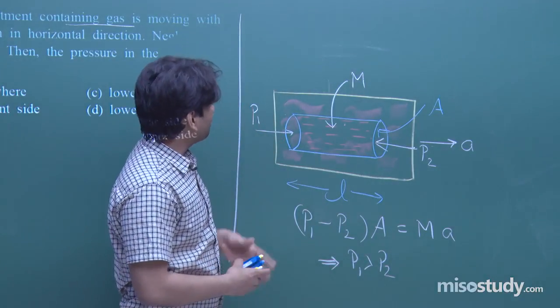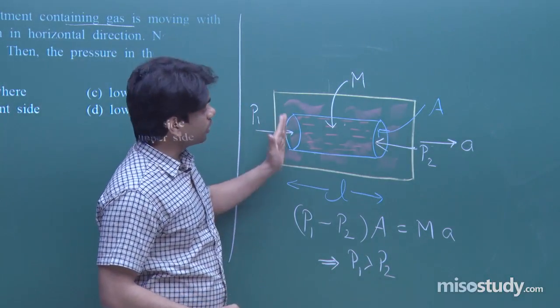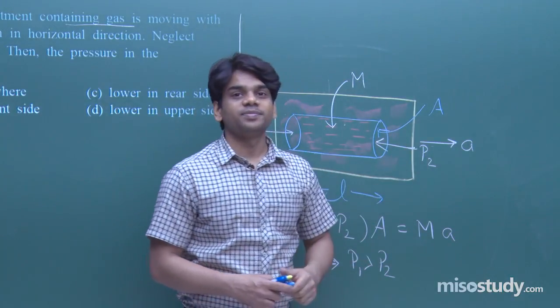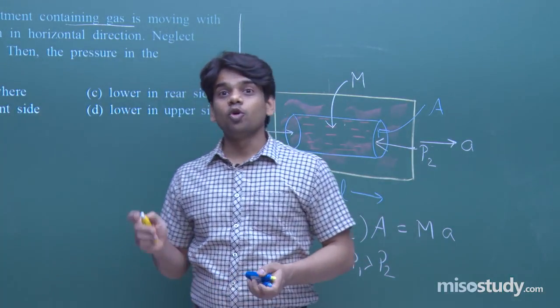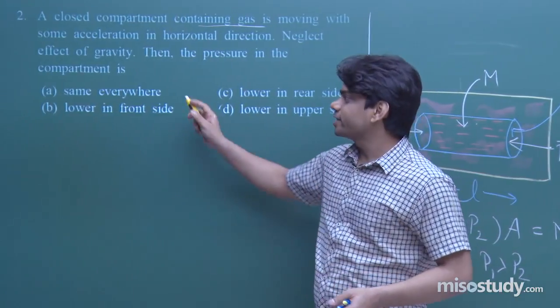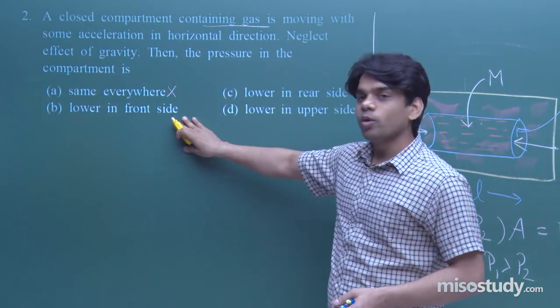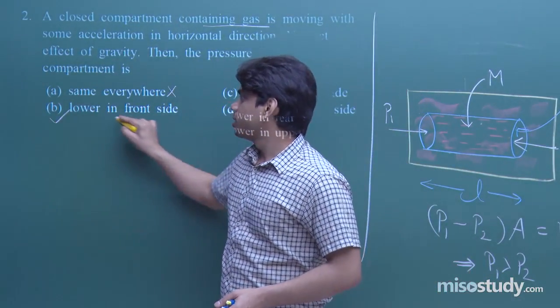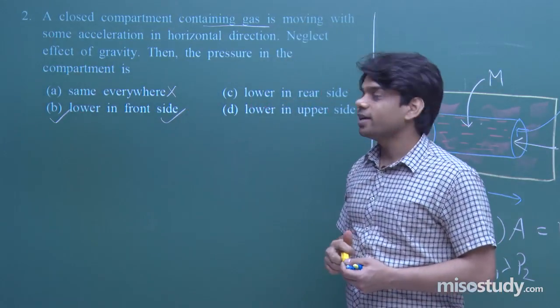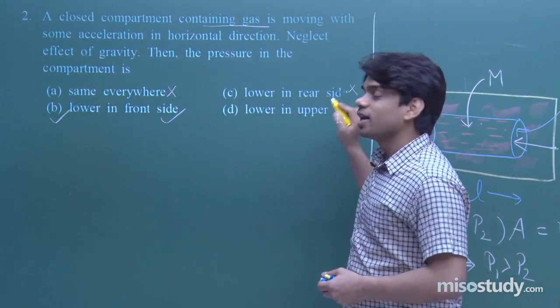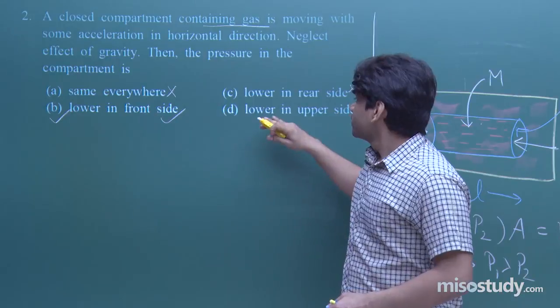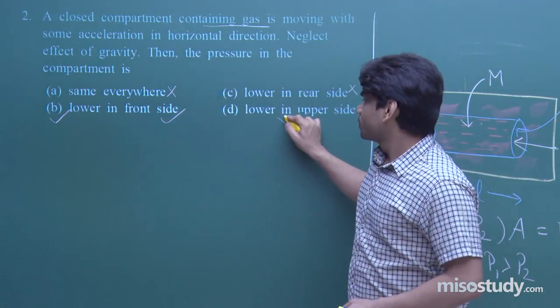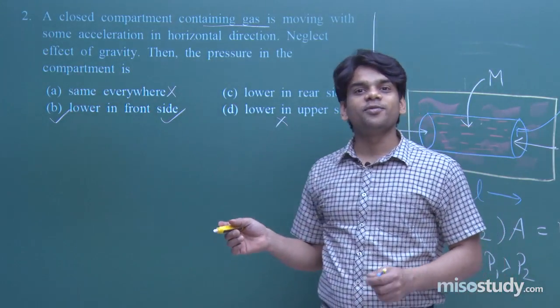That means the pressure at the rear end is more compared to the pressure at the front end. That means pressure will be lower at the front end. So if you see, A, same everywhere, no. B, lower in the front side, yes. The pressure is lower in the front side. C, lower in the rear side, no. It's higher in the rear side. D, lower in the upper side, no. It's lower only in the front side.